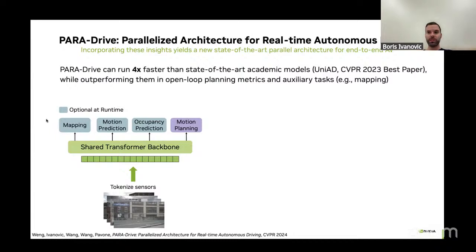What's very important about this kind of architecture is that it allows you to investigate things like multi-frequency execution, right? Maybe I have to execute motion planning at every single time step, but do I have to execute mapping or motion prediction at every single time step? Maybe not. Maybe I can do them every other frame, maybe every 3 or 4 or 5 frames, and save some computation and save some power on the onboard vehicle.